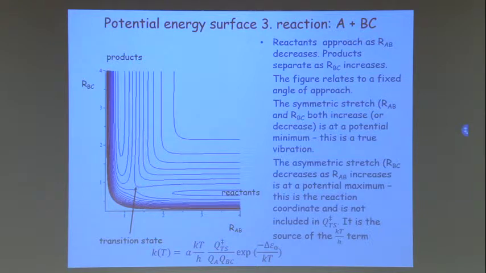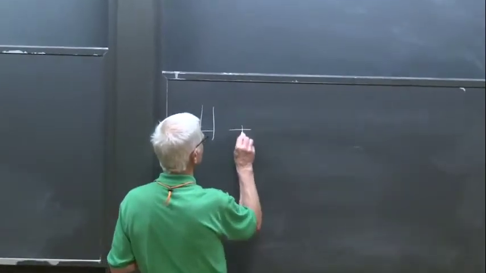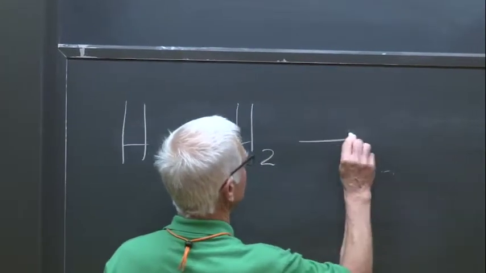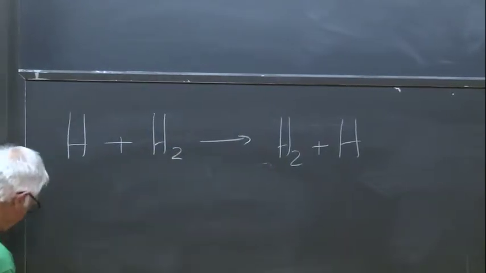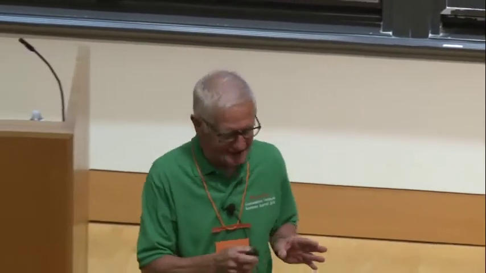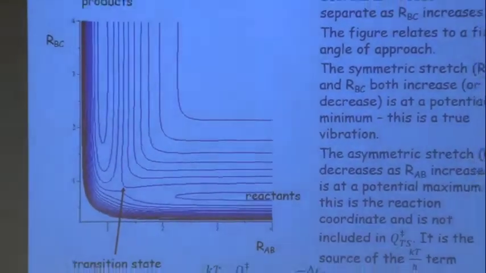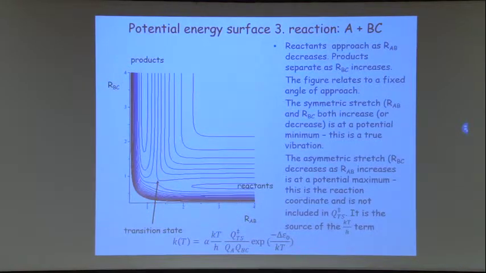Someone commented at the end yesterday that it's a strange symmetric surface. Well, it is a symmetric surface. It actually refers to this well-known reaction H plus H2 goes to H2 plus H. You can actually measure the rate of that reaction using various devices, but I thought that just calling them A and BC would make things a little easier to understand. So it's symmetric because it's taken from this actual surface here. But this is the transition state.